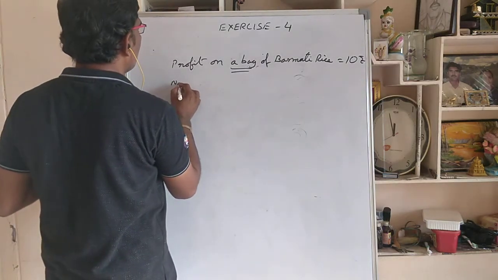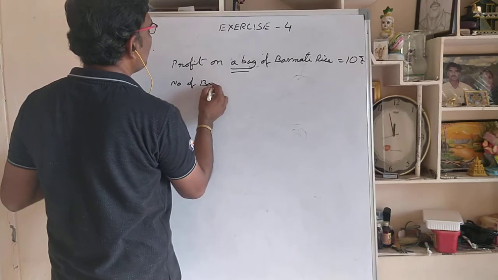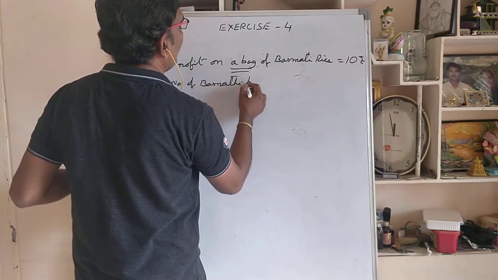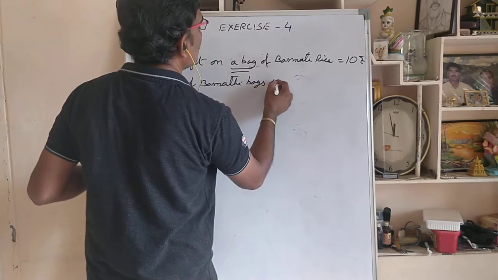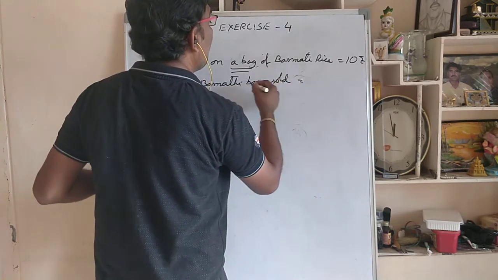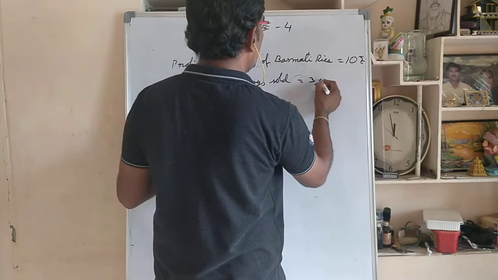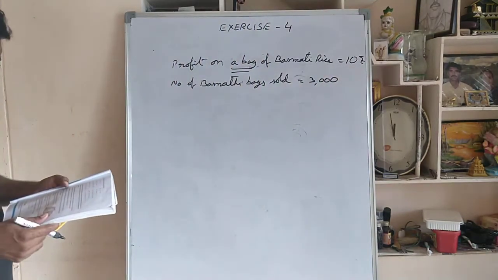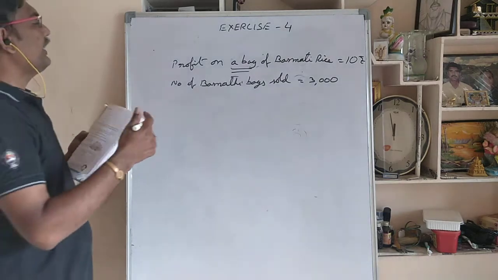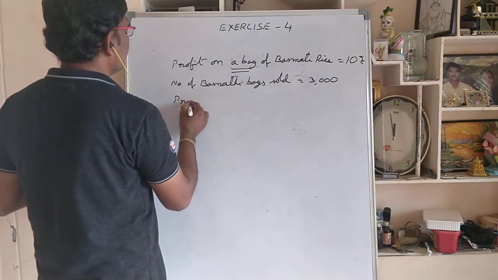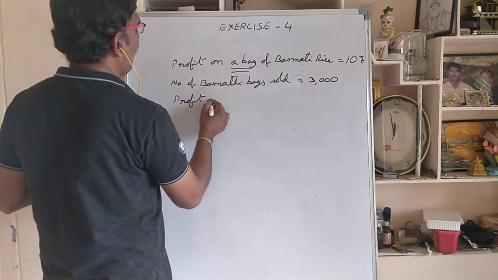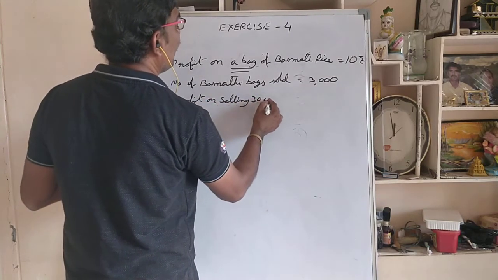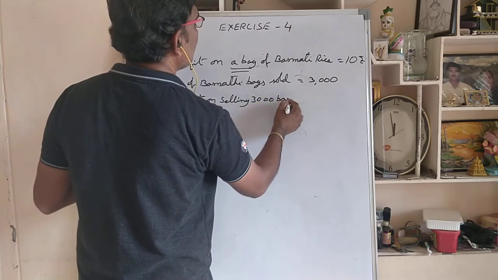Number of basmati bags sold by the merchant. How many are there here? 3000. Okay. Next, what you have to do is find the profit on selling 3,000 basmati bags.